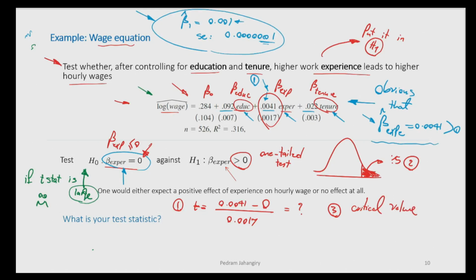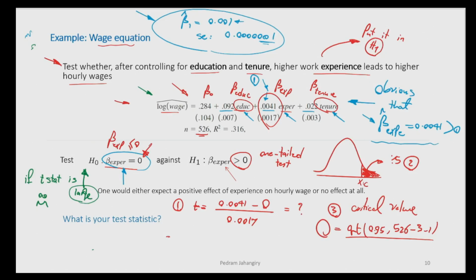How do we do that? It's going to be the quantile of the t-distribution at 95%, because we're talking about this critical value. And what is the degree of freedom? N minus k minus 1. So what is your n? 526. So 526 minus k. What is k? The number of explanatory variables: education, experience, tenure. 1, 2, 3. So minus 3 minus 1. If you calculate and type this in R, you'll get a number.